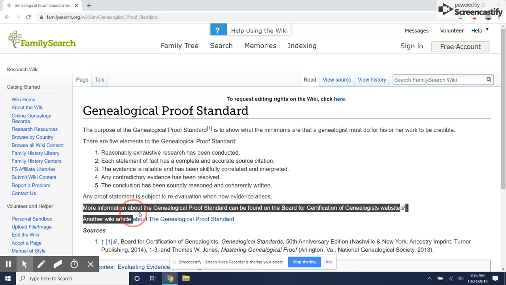Next, you can find more information about the proof standard by going to the Board for Certification of Genealogists website.